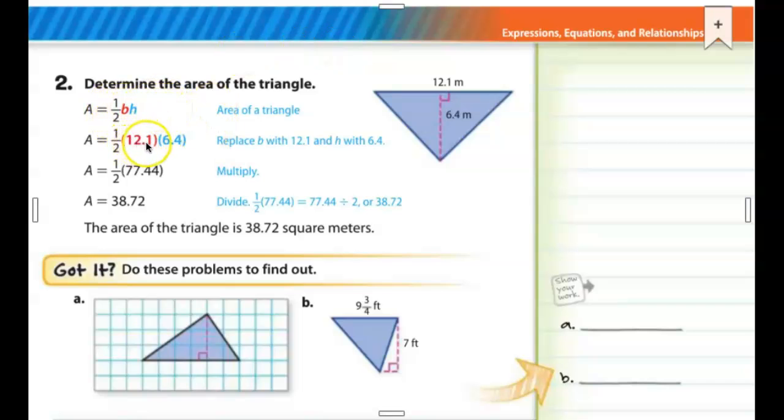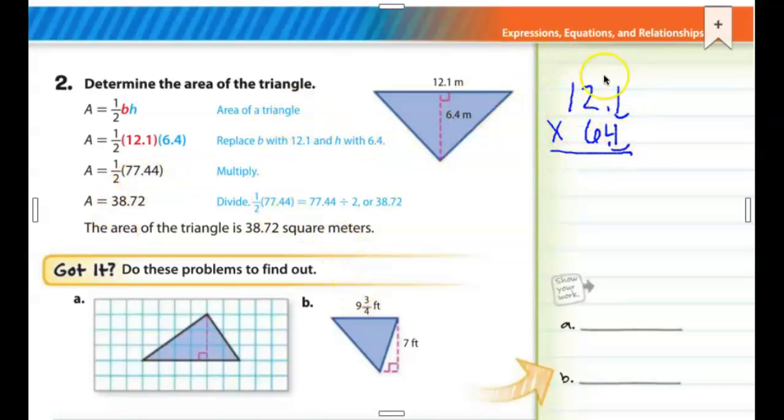We're going to multiply 12 and 1/10 by 6 and 4/10, and you will get 77 and 44 hundredths. And again, to calculate that, you're just going to solve the multiplication, 3-digit by 2-digit, as you normally would. You would move the decimal over 2 times when you find the product. Okay, and that's how they would solve that.